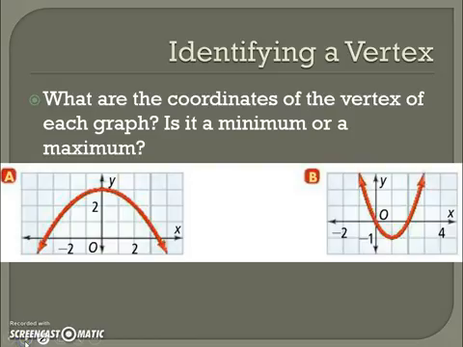Oh, that's good. All right, so identifying a vertex says what are the coordinates of the vertex of each graph? Is it a minimum or a maximum? This should be really, really simple. I'm looking for the point where it cuts it in half. So this is an ordered pair of 0, 3. And notice that if I start at this, are there any points that are lower or any points that are higher? Well, there are some that are lower, but are there any that are higher? No, because of that, we would say that this is a maximum.